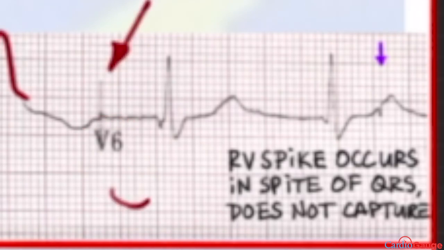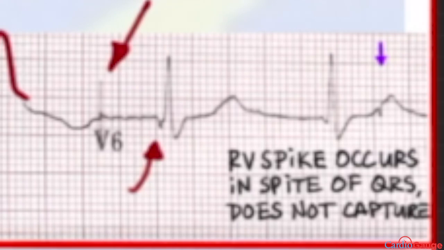So then we got another complex here, and there's a pacemaker spike right here, and then there's a QRS. But this pacemaker spike happens after the QRS is already underway. So this is an inappropriate pacemaker spike. It should be sensing that the QRS is happening and not deliver a spike.